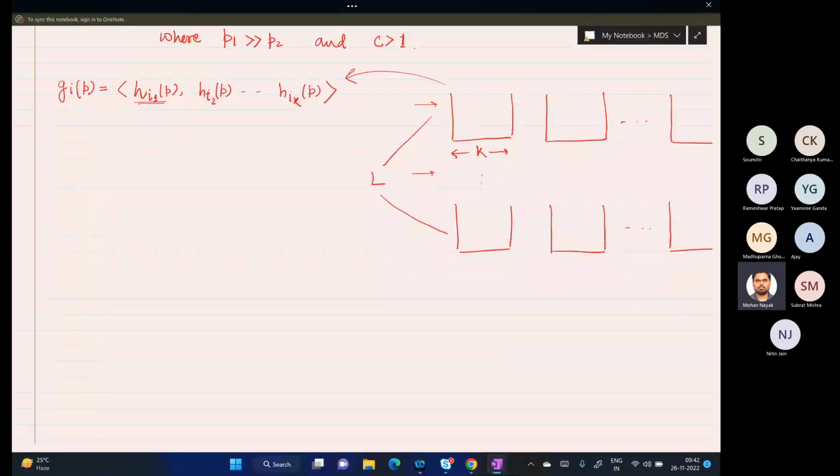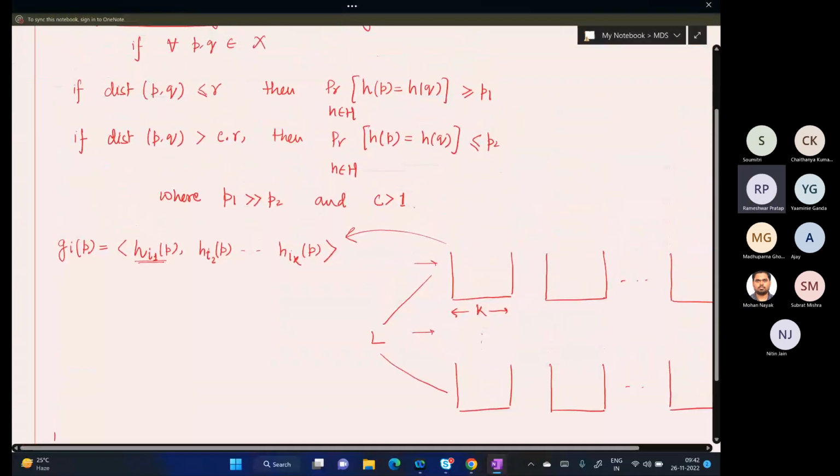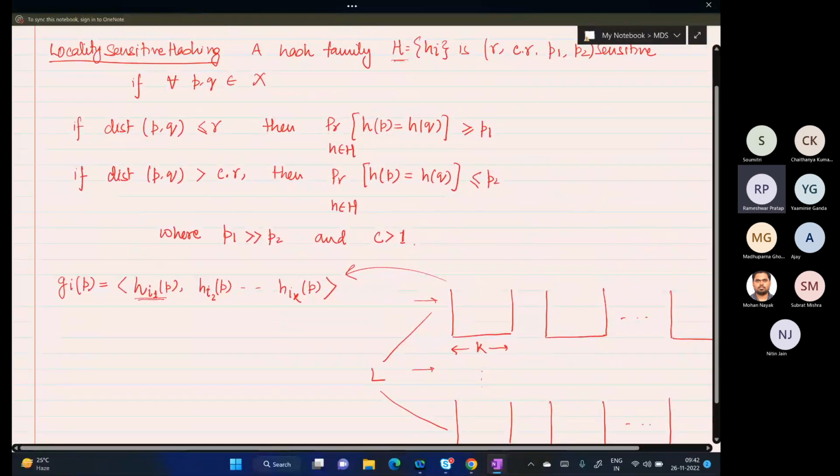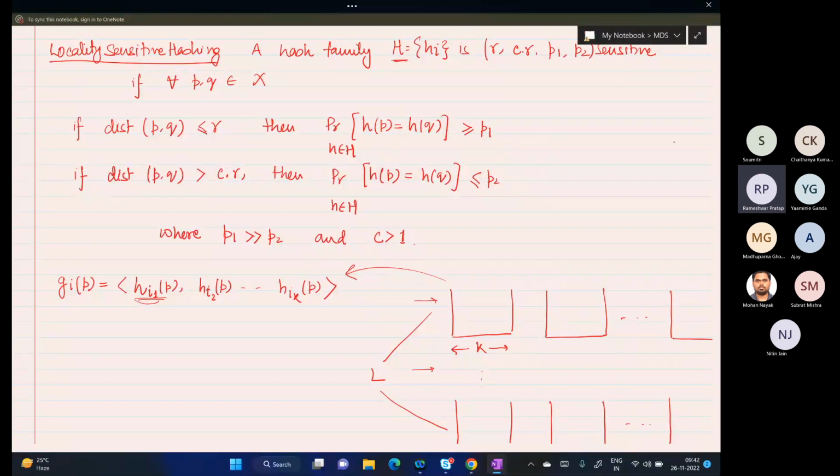Sir, can you just explain that concatenation part again, please? Okay. So basically, we sample k hash functions from this hash family H. Suppose those functions are h_i1, h_i2, up to h_ik. We just concatenate them. So basically, here we are designing a vector of dimension k, and this bucket ID is that vector of dimension k. So is this clear?